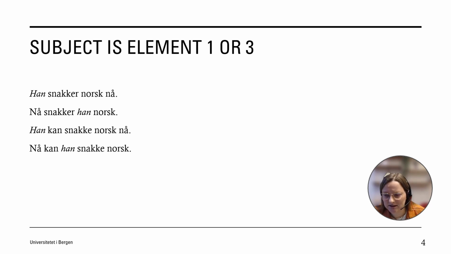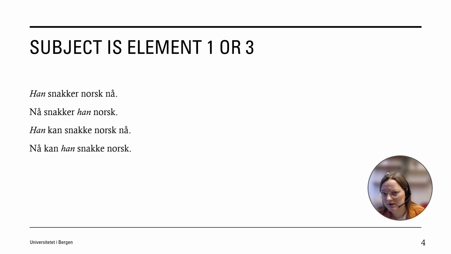Not all sentences start with the subject. Like in the sentence han snakker norsk nå, han is the subject, and it's in the beginning of the sentence, the first element, and the verb is the second element. But not all sentences start with the subject. And if a sentence doesn't, then the subject comes after the verb as the third element. Like in the second example, nå snakker han norsk.